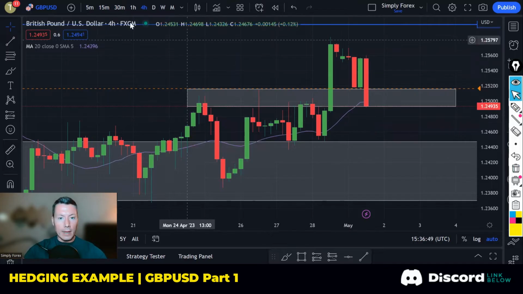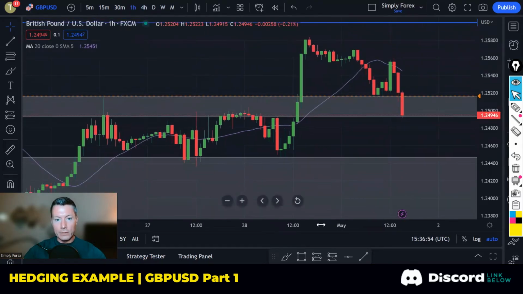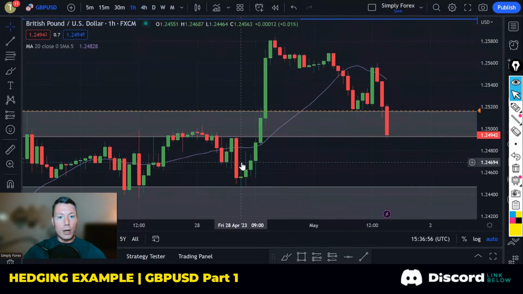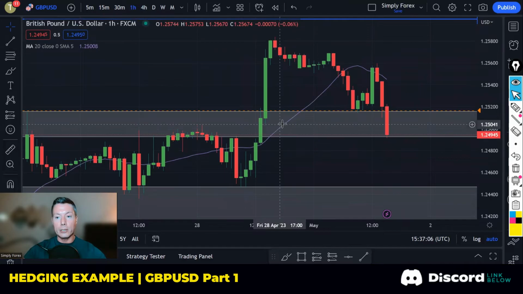If we go back to the H1, this is where we currently find ourselves. I'm in a hedge position, and I'm going to talk you through this hedge, the washing of this trade, bit by bit, guys. This is just the first part showing you I'm hedged. We'll catch up again soon and see how I trade this pair.